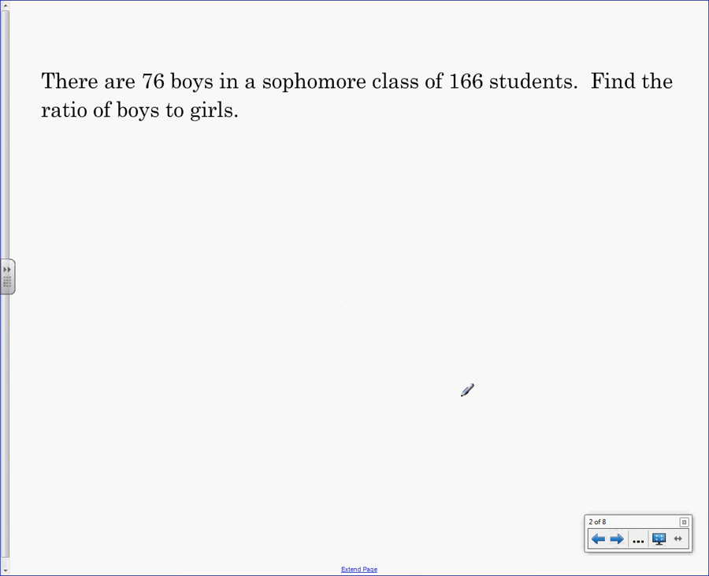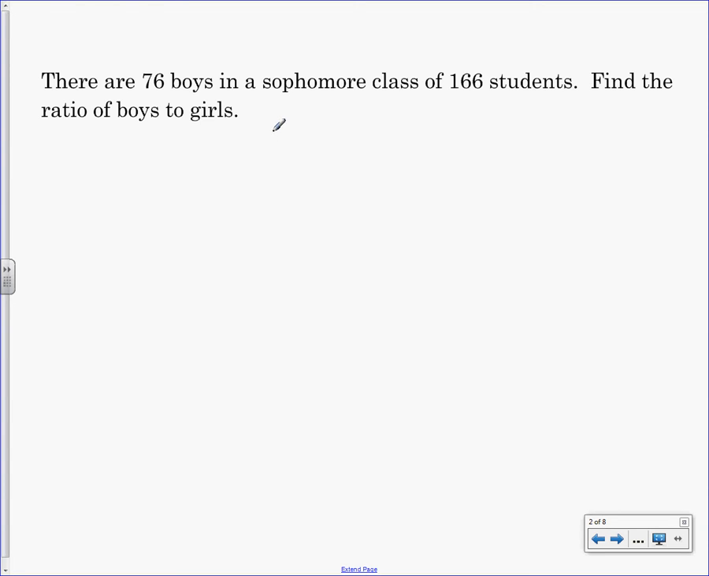So we're just going to do a couple. It's super easy, okay? In any math class, you always want to make sure you reduce fractions. So even though this is a ratio, that's really like a fraction. If I said 2:4, that's really 1:2, okay? There are 76 boys in a sophomore class of 166 students. Find the ratio of boys to girls. You have to be very careful. They said boys to girls. They did not say boys to everybody or boys to total.